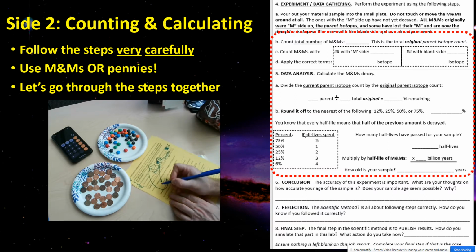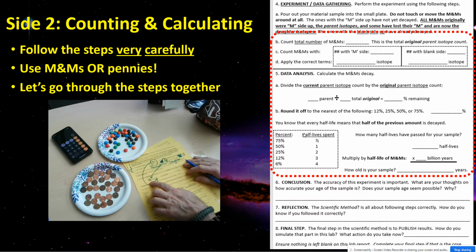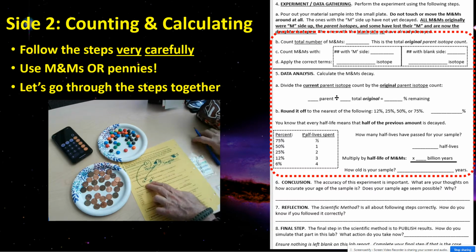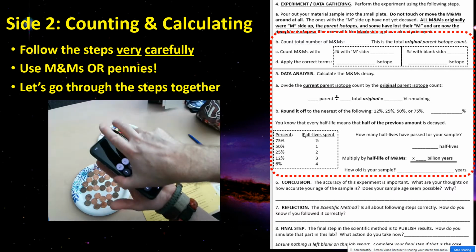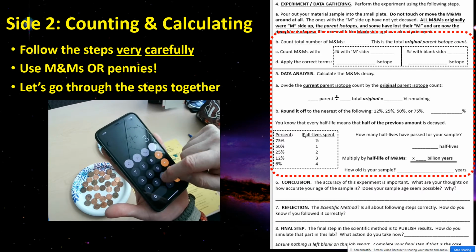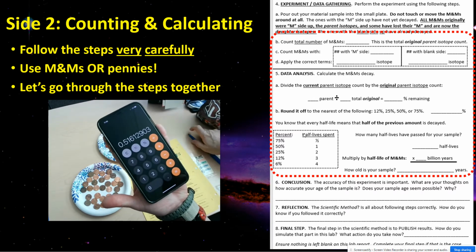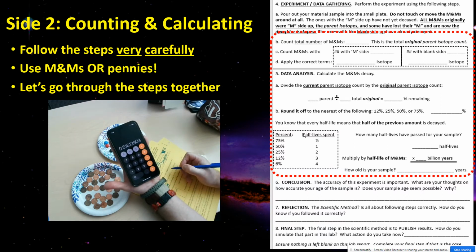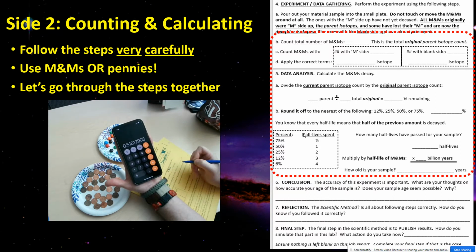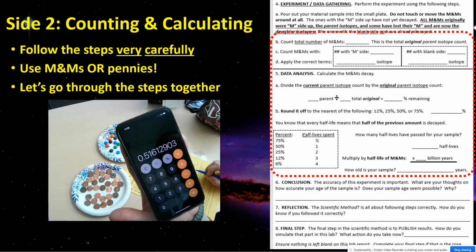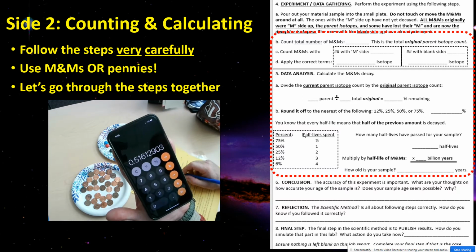All right, so 16 divided by my total original, 31. Okay, time for calculator. Let's see what we got here. 16 divided by 31 equals. All right, so I'm going to write this nearby to my percent, 0.516. So I've got 0.516, and I have to turn that into a percent.